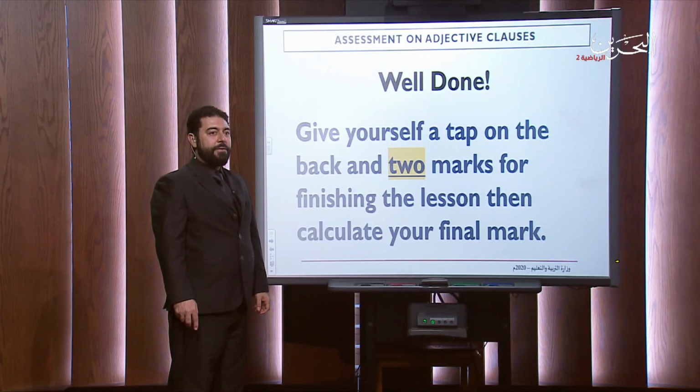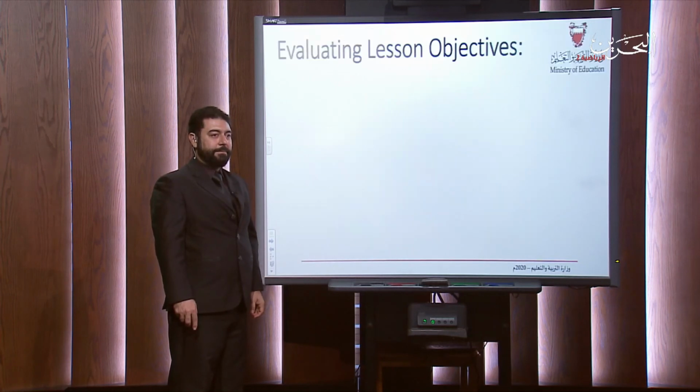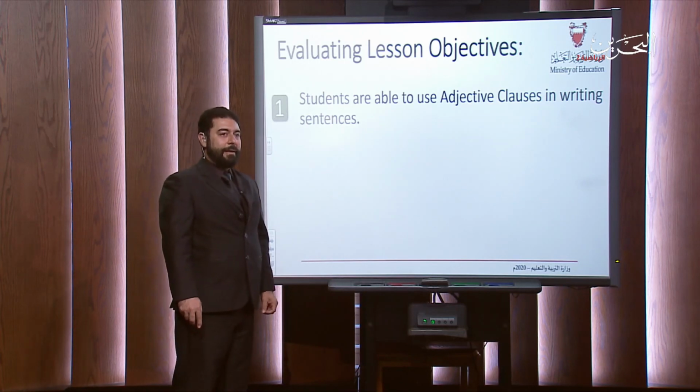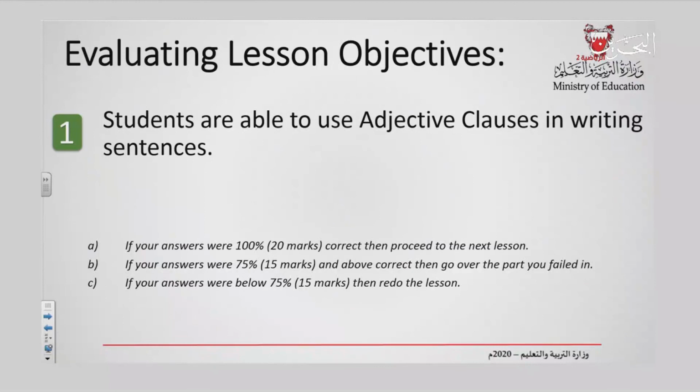Well done. Give yourself a tap on the back and 2 marks for finishing the lesson. Then calculate your mark. Evaluating lesson objectives. Now you are able to use the adjective clauses in writing. And you should have a total mark of 20. If you have 100% correct answers, that means 20 marks, then you can proceed to the next lesson. If you have 75% or above, that means 15 marks. You can go over the parts you failed in and redo them. If you have lower than 75%, then go over the whole lesson and redo it.